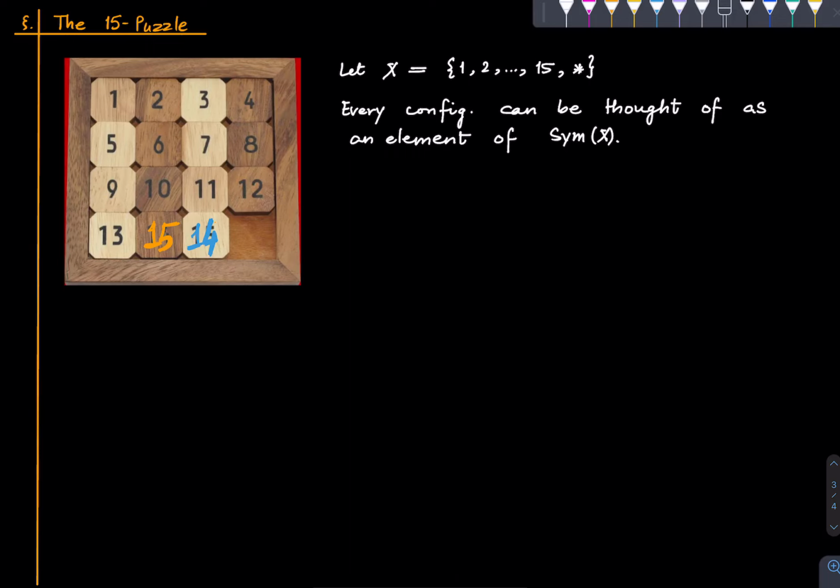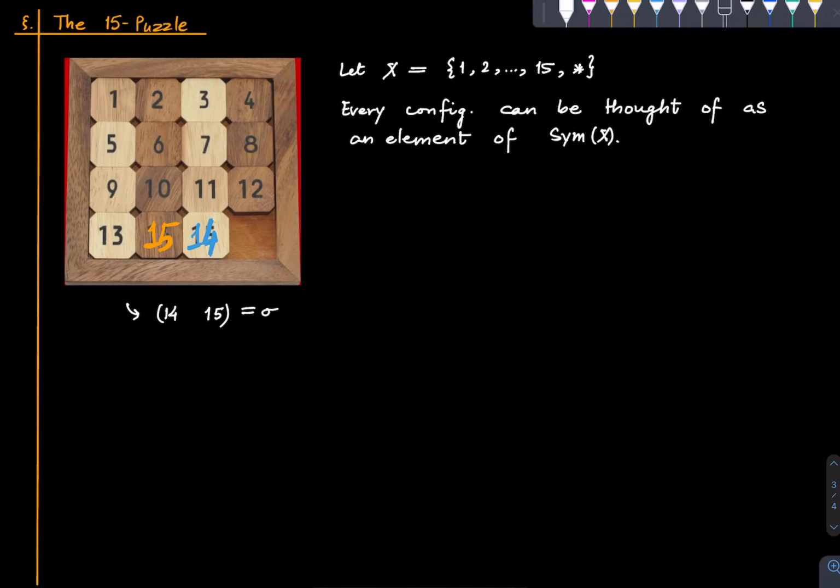So for instance, this mischievous configuration, what is that? This is nothing but the cycle (14 15), because all we did was switch the two things. At the 14th position, we see a 15, and at the 15th position, we see a 14. So sigma(14) is 15 and sigma(15) is 14. Any such configuration of buttons can be thought of as an element of this group. Let me call this mischievous position sigma.